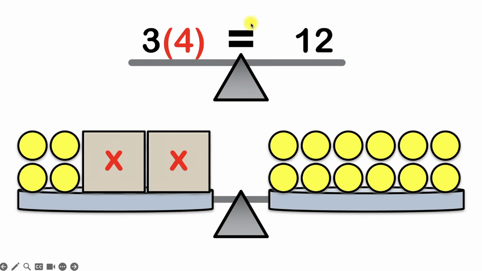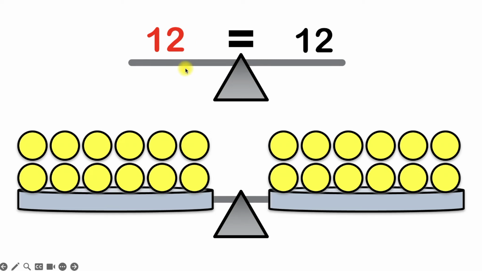And that definitely makes our equation work because the right side of the equation is 12. And what's 3 times 4? That's 12. And that makes our equation correct because the left side equals 12 and the right side equals 12. It's completely balanced, but only in this case when x equals 4.